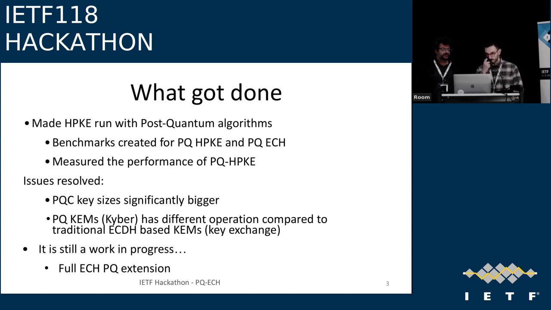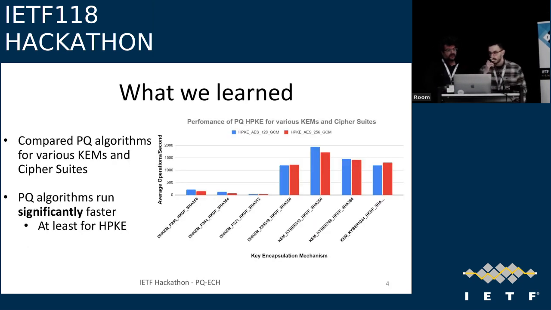We had some issues. The post-quantum algorithms provide significantly bigger artifacts. And we had some issues using Kyber as a key exchange mechanism because it has some differences from the elliptic curve Diffie-Hellman. So making ECH post-quantum is still a work in progress. And we have some measurements. Here we can see in the figure that the post-quantum HPKE performs significantly faster than the classical one. We just measure here operations per second, so the bigger, the better.